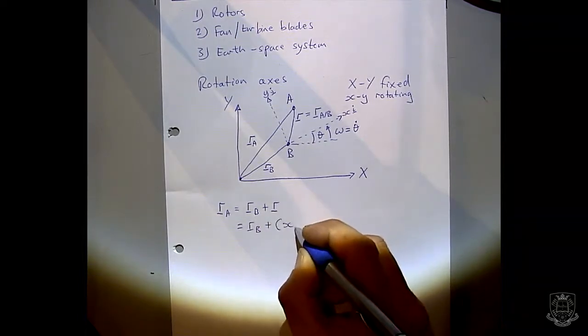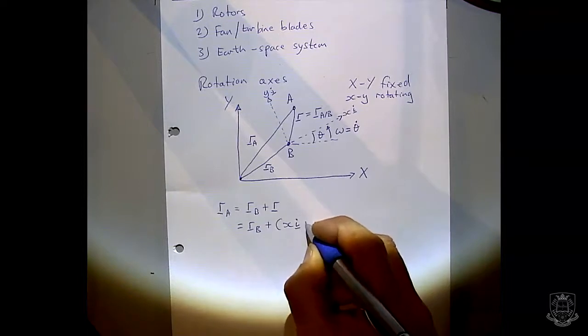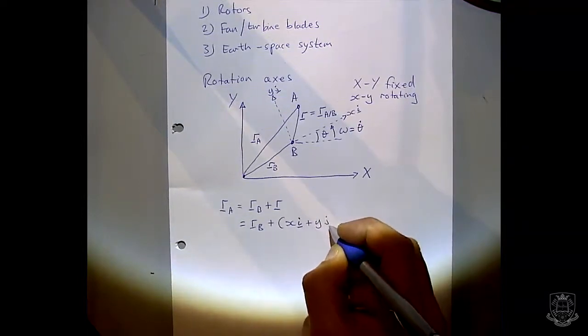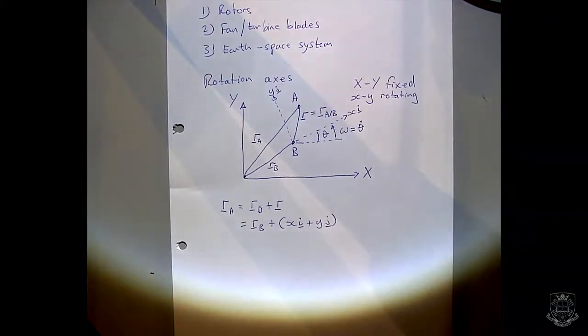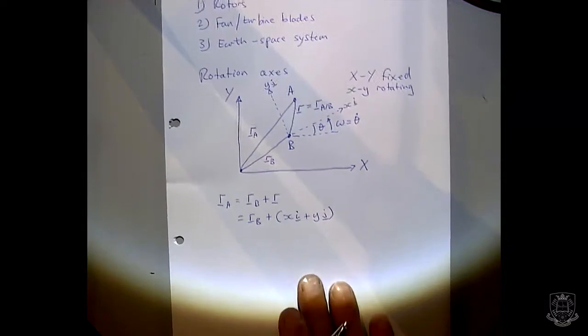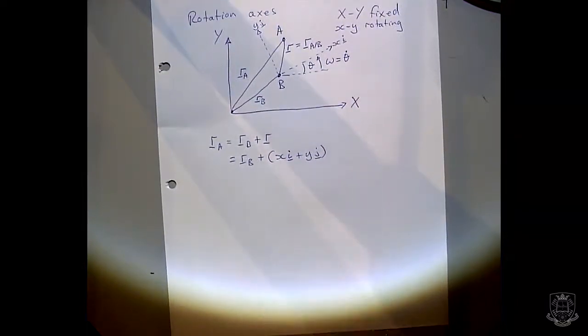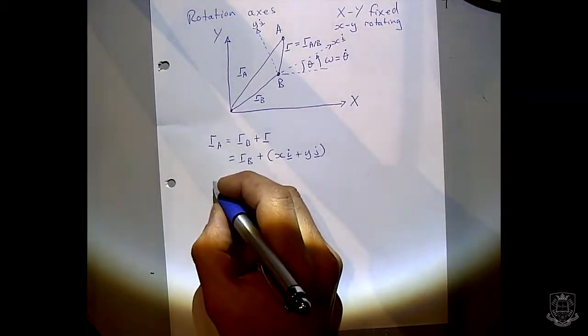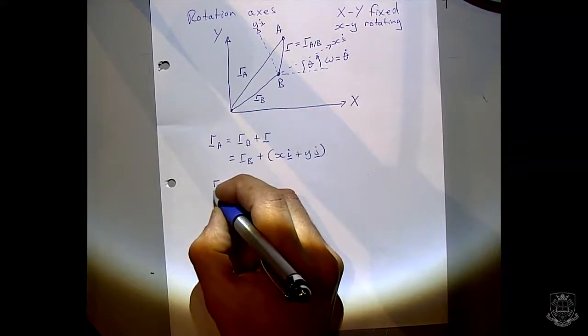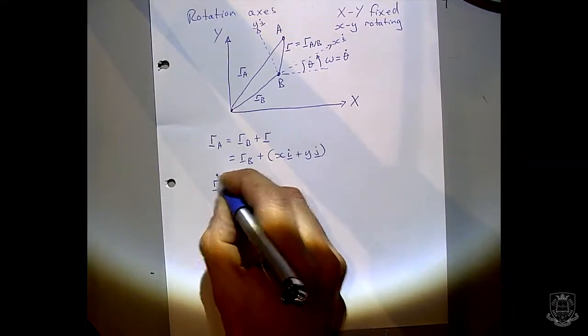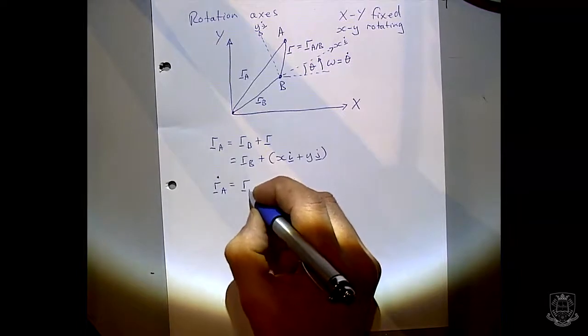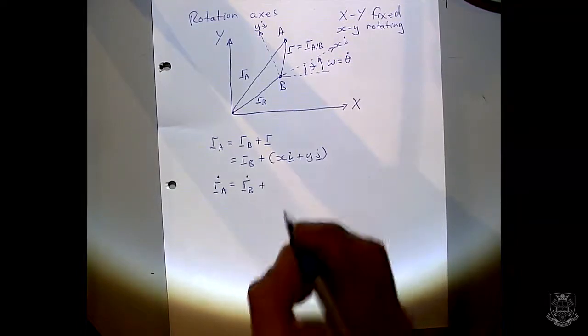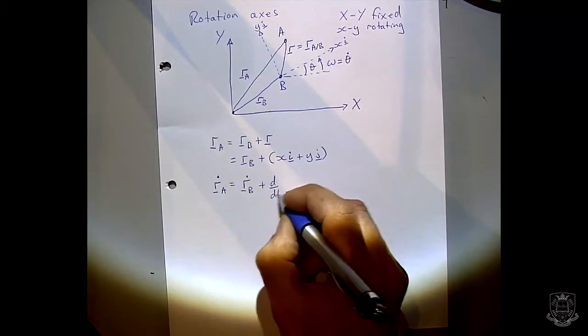So it will be the distance x along in the i direction plus the distance y in the j direction. And R is in the units of distance, isn't it, or meters. So we're going to differentiate to get the velocity. If we differentiate with respect to time, we get RA dot is equal to RB dot plus d by dt of this bracket.